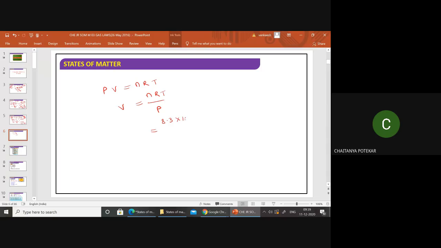8.3 into 10 to the power minus 3. The R value: when you read the problem, the problem says 1 bar pressure, correct? So R value also should be in terms of bar. Because pressure we are taking as 1 bar, R also should be taken in bars only. In yesterday's class, I told you the R value in bar: 0.0831. If it is in atmosphere, 0.0821. If it is in calories, 2. If it is Joule, 8.314.